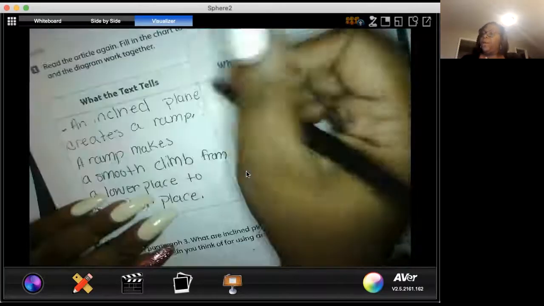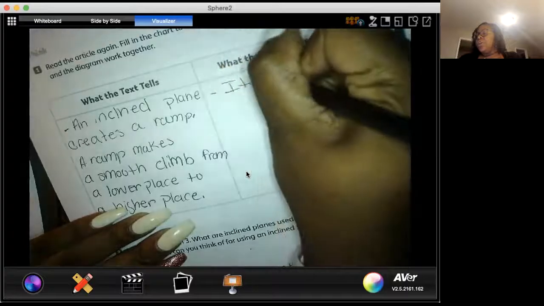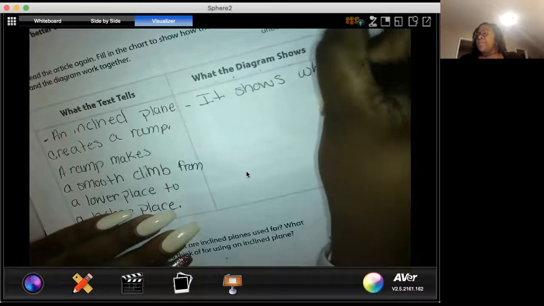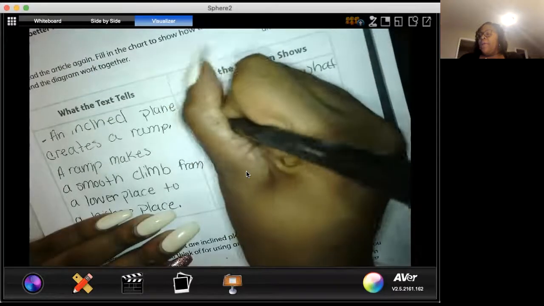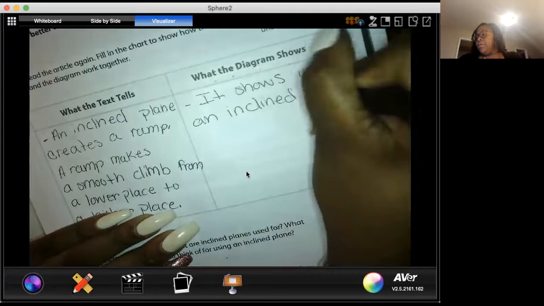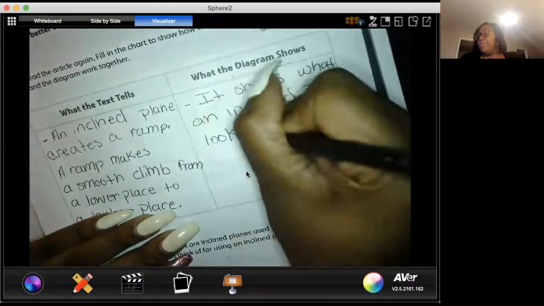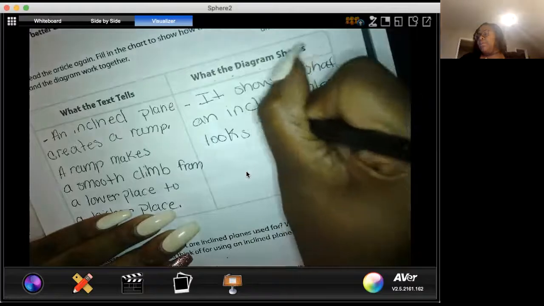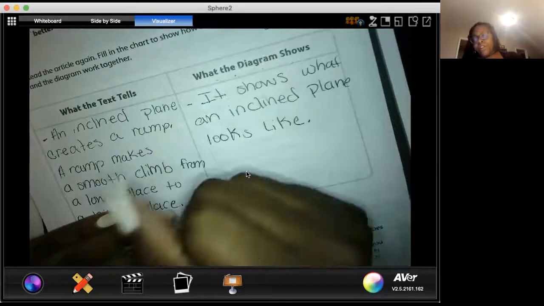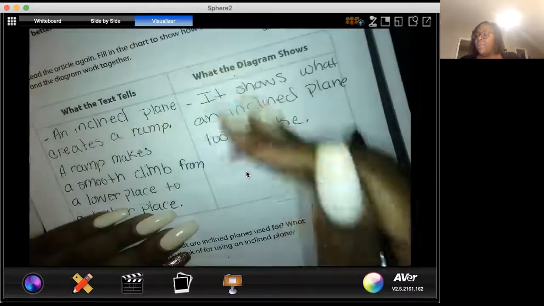So here we're going to put, it shows what an inclined plane looks like. All right. Pause the video, write this out in your notes, and then go to the slide and fill this in.